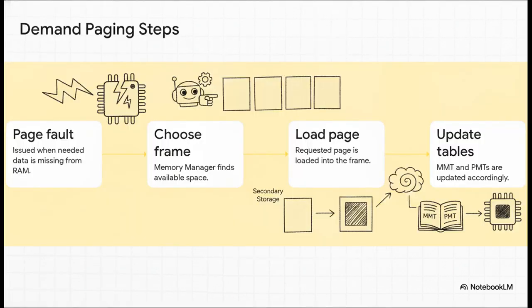But wait, what actually happens when you finally do click that Help menu and the code isn't in your RAM yet? Well, it triggers this lightning-fast, fascinating sequence of cooperation between your hardware and software.